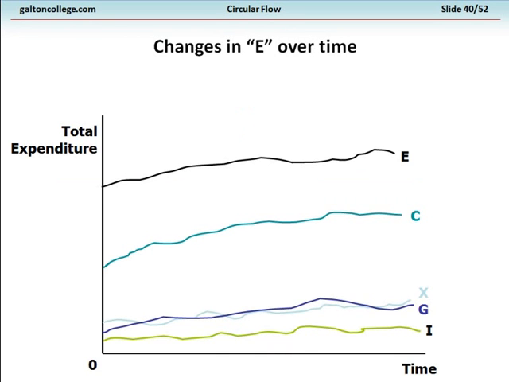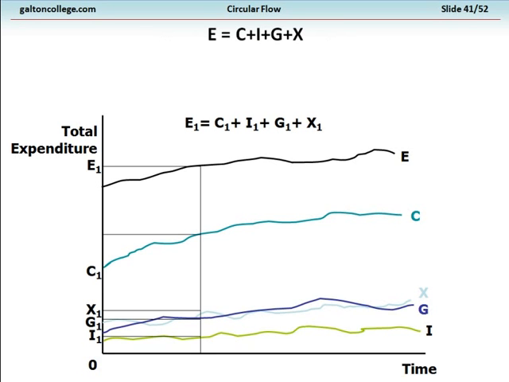It doesn't matter really. The point is that we know that E is equal to C plus I plus G plus X. And if you add these vertically, take any point on here. So we have E1 is equal to C1 plus X1 plus G1 plus I1. So you add up all of those together, you get up to this point here. The diagram is not very pretty.